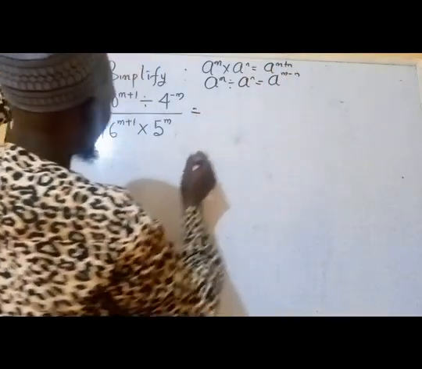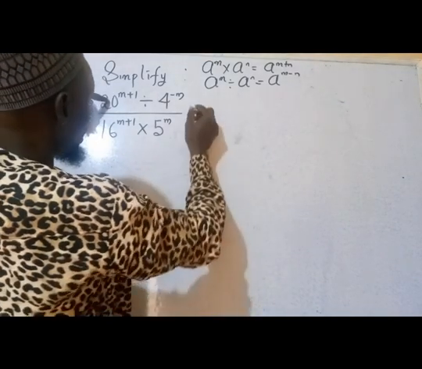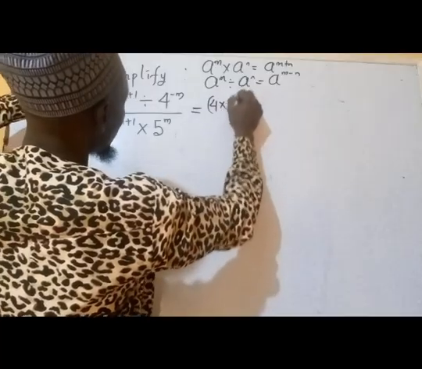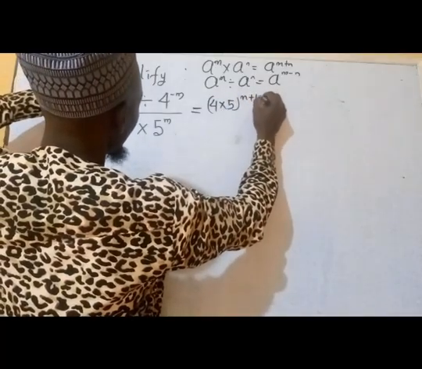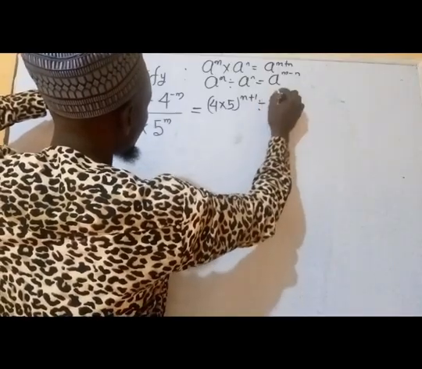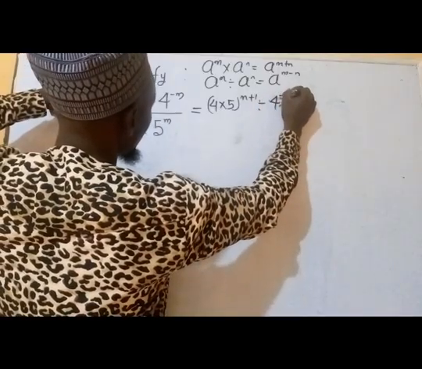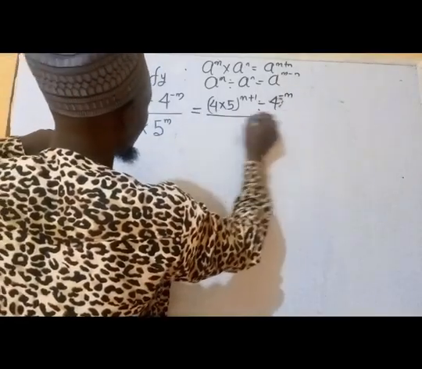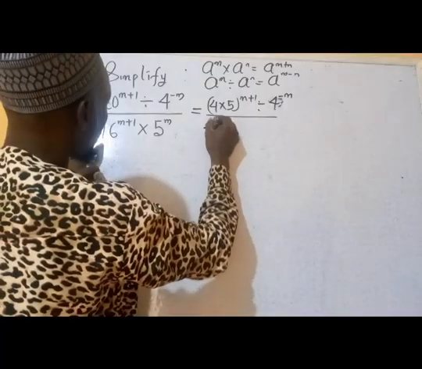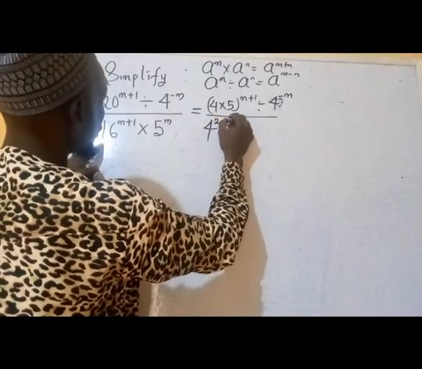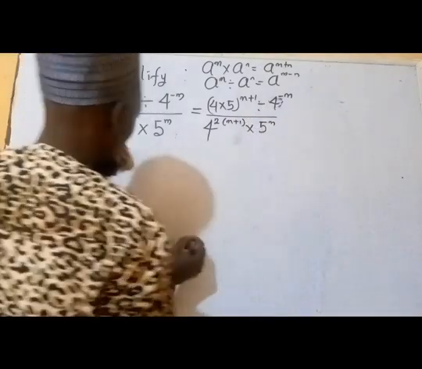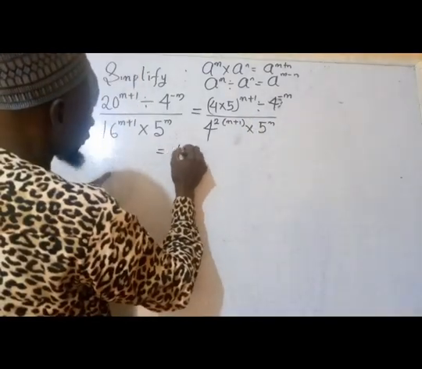Now this one, let me split this. I can say this to be 4 times 5 raised to power m plus 1 over 4 raised power minus m. Okay, we have 16 here now. I can say this can give us 2 raised power 4 raised power 2 into m plus 1 times 5 raised power m.